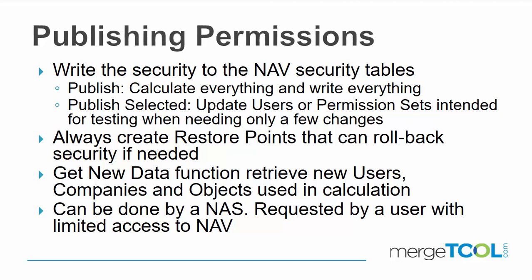One is just called publish, and it will calculate a lot of things like quick security. It will calculate object level security. It will recalculate permission sets based on new source code analysis and things like that. And then it's going to write all the things into the normal NAV security tables. We will only write the records that need to be changed, so we don't write a lot of records typically, and the final part of writing is pretty fast.